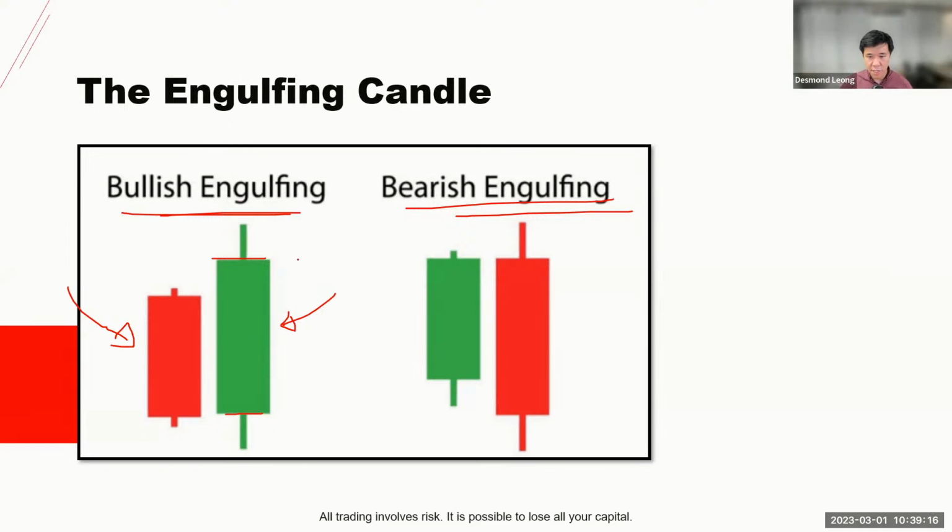Okay, so this is bullish engulfing. That means the bigger candle is a bullish candle. Bearish engulfing is when the bigger candle is a bearish candle, as you can see over here.